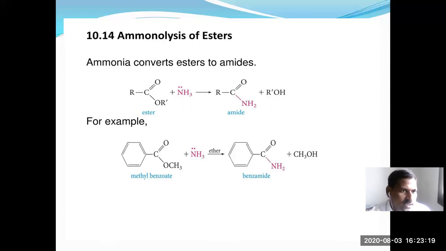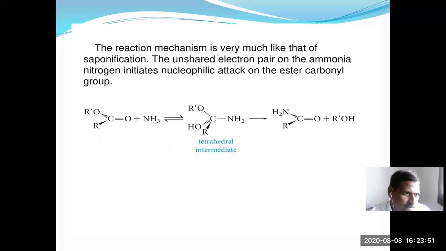So esters easily react with ammonia. The reaction of ammonia on an ester is called the ammonolysis of ester. In this, we get the amides. So simply, you can say esters undergoing the ammonolysis reaction give amides. So this is also an ammonolysis reaction.